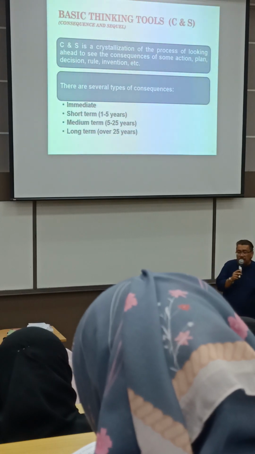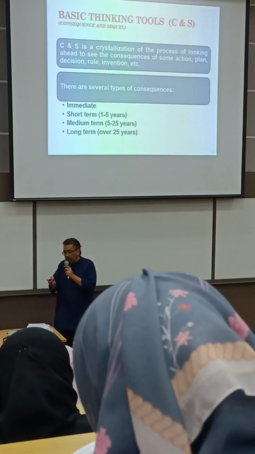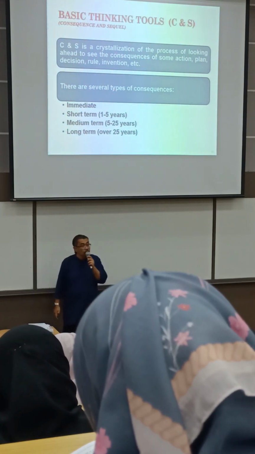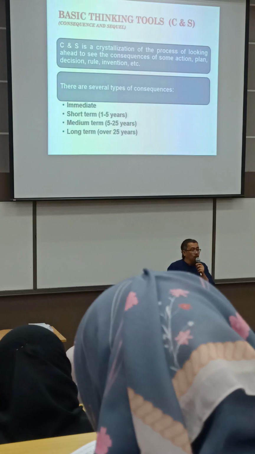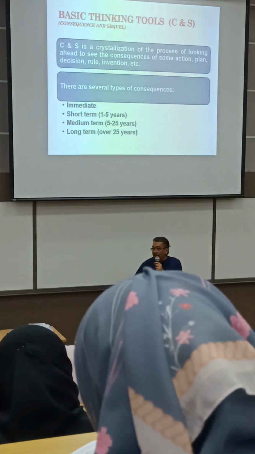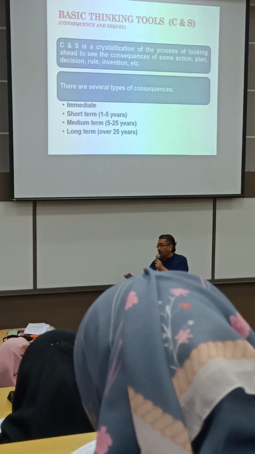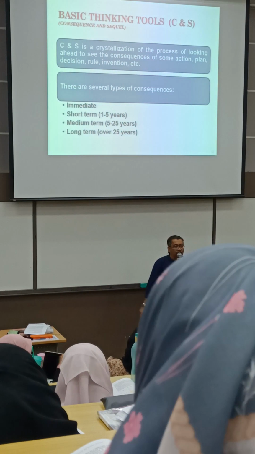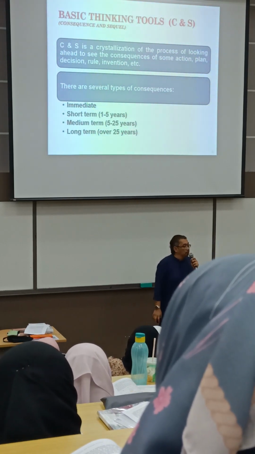You have to think, maksudnya the consequences of whatever decision that you want to make. Okay, of course here they are either short-term, medium-term, and long-term in terms of consequences. Tapi dalam accounting, kita ada dua je. Short-term and long-term. Long-term, anything more than 1 year, kita panggil long-term lah. Tapi in this CTPS, dia divided into short-term, less than 5 years medium-term. Because from a business perspective, if you can survive your business more than a year, actually you are good lah.